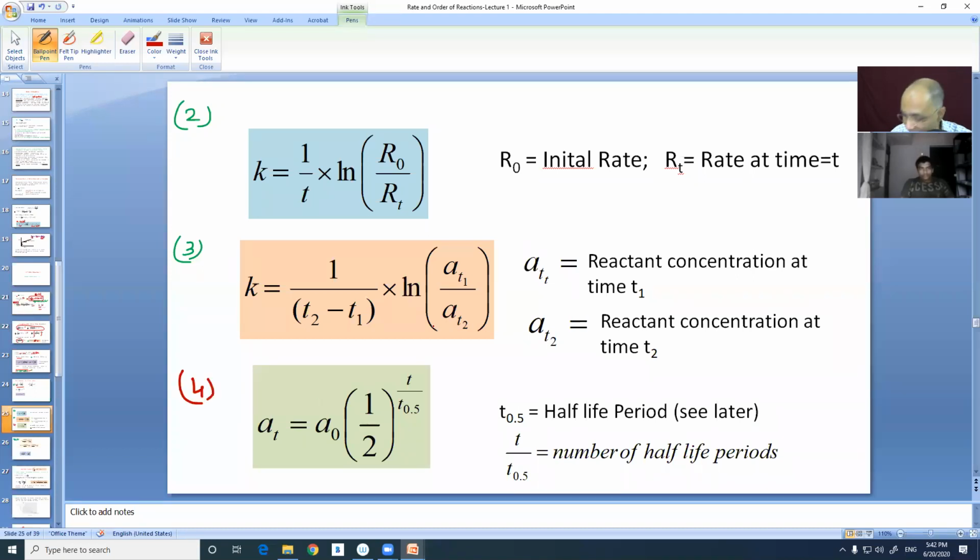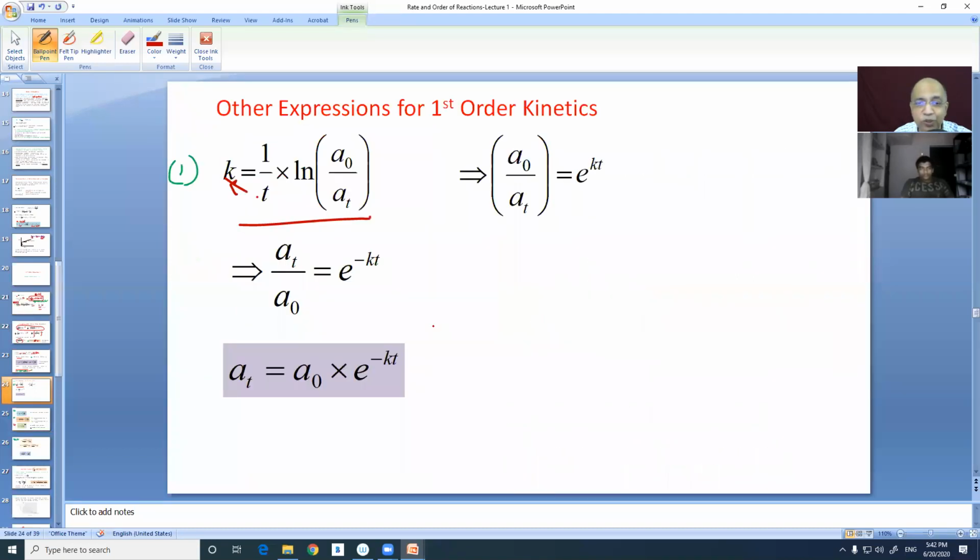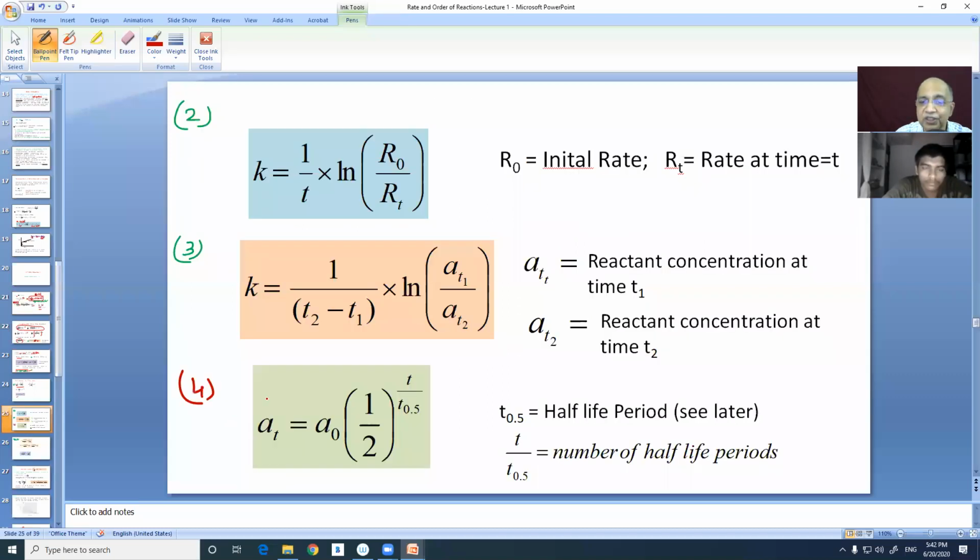You can convert this. You are wizards in mathematics. This can be converted to this: At is equal to A0 into half to the power t by t half.